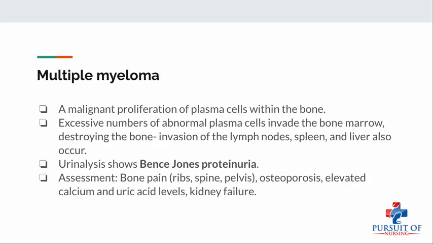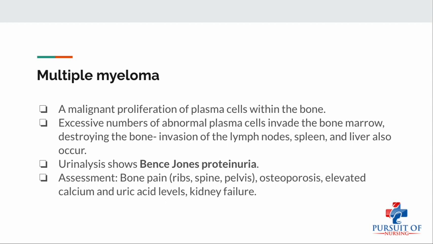Okay, multiple myeloma. So, multiple myeloma is a malignant proliferation of plasma cells within the bone. So, excessive numbers of abnormal plasma cells invade the bone marrow, thus destroying the bone. This can also lead to invasion of the lymph nodes, spleen, and liver. So, multiple myeloma causes increased levels of uric acid and calcium, which can lead to kidney failure. So, as a nurse with your interventions, you're always going to assess for bone fractures, hypercalcemia, kidney failure, and infection.